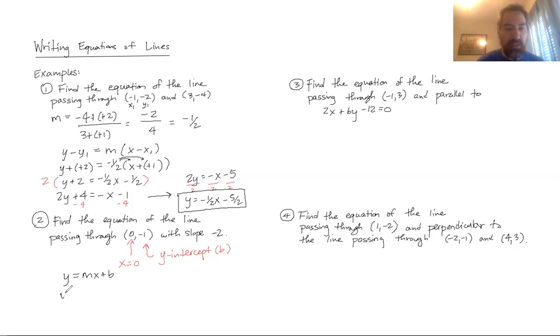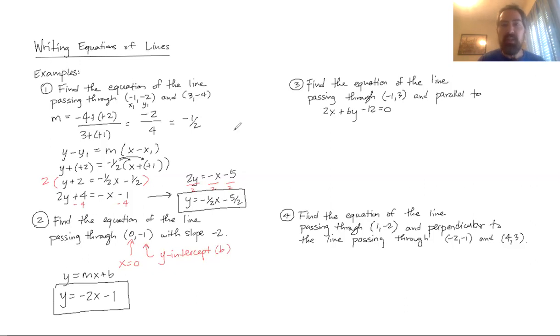So what's my slope? The slope is given to me, -2. And what's the b? That's the y value of the y-intercept when x equals 0. So the y-intercept is -1, so minus 1. And that's it. That's the equation of the line passing through (0, -1) with slope -2. No work that I needed to do there. I could have done work by going through the point-slope form, but usually take the easiest route. The easiest route in this case is the slope-intercept form.